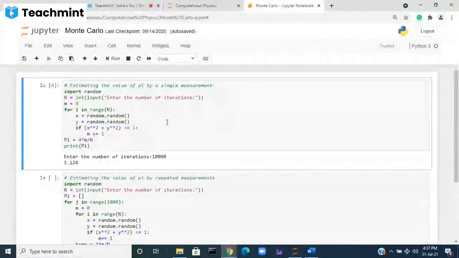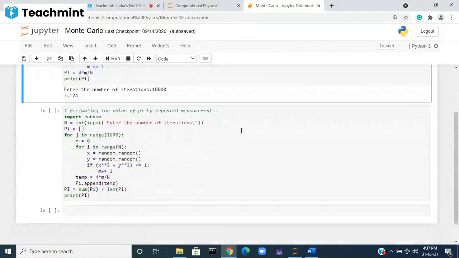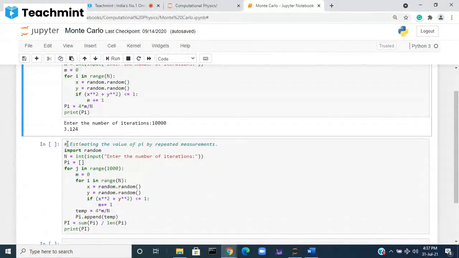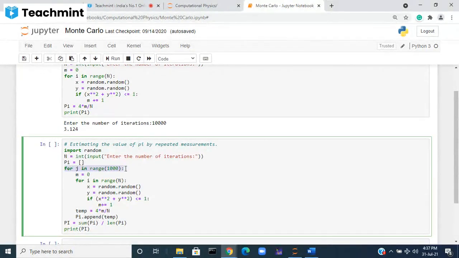So this first program is estimating the value of pi by a single measurement. Now the second program is estimating the value of pi by repeated measurements. In this, the measurement is repeated for j in range 1000, that is, it is repeated 1000 times.